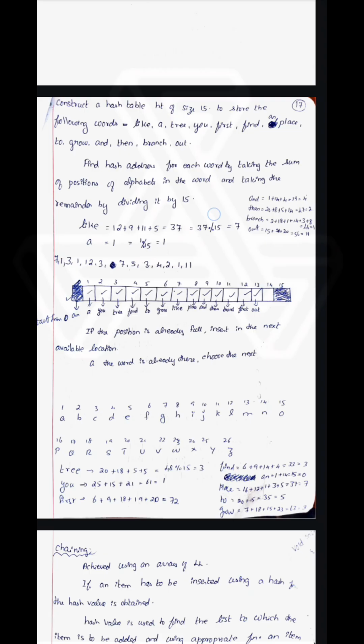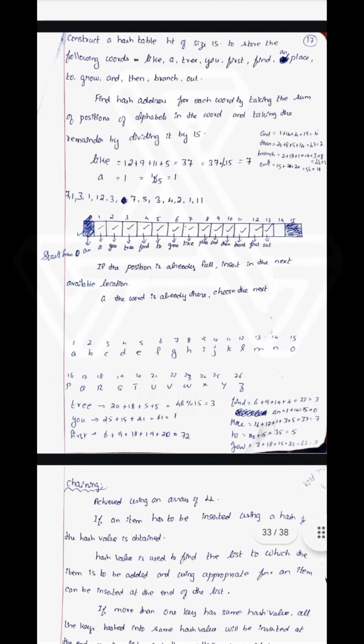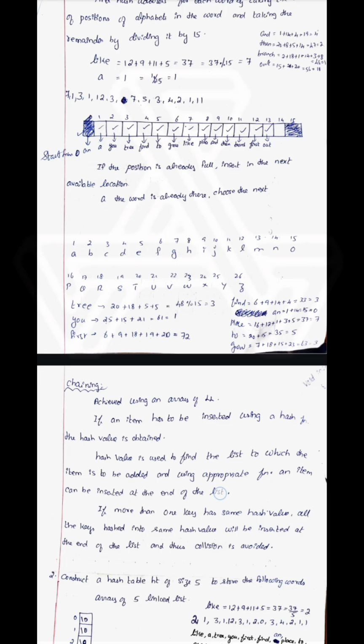Then branch out: like this, 37 modulo 15 is 7. In the same way, 1 modulo 15 is 1 only. If the position is already filled, insert in the next available location. If the word is already there, choose the next location. Here we have written all the hash values for each word. You can refer to it once.